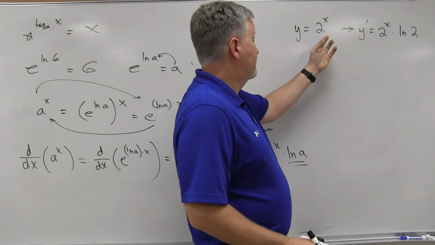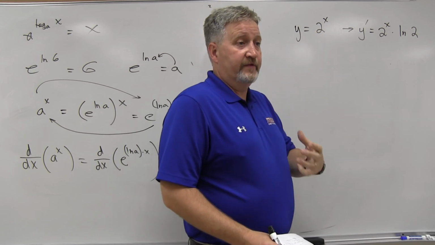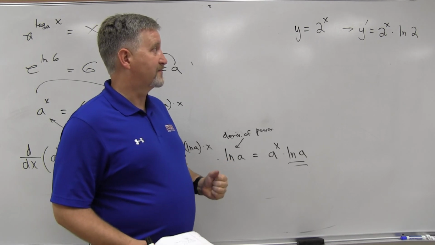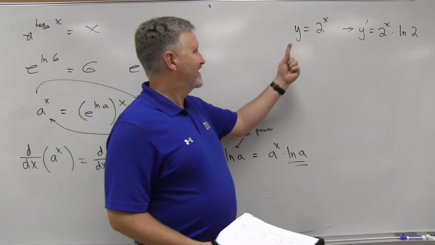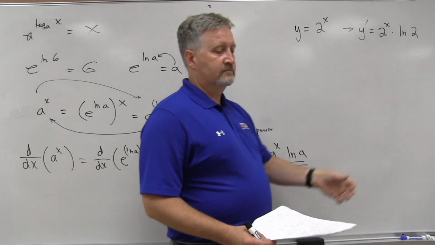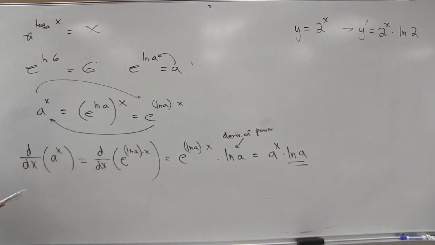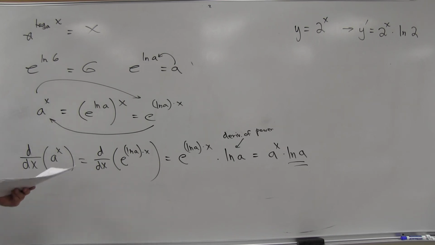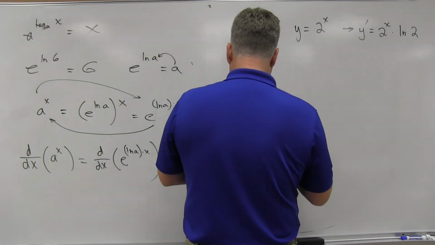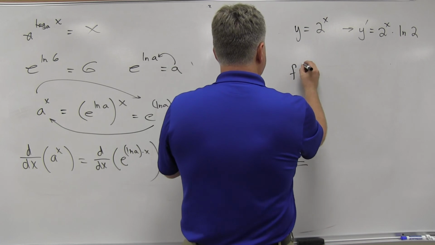So that's not too bad. I mean, it's not as good as e to the x. The derivative of e to the x is e to the x, straight up, but it's about the next best thing, I guess. The derivative of 2 to the x is 2 to the x times the natural log of 2. And of course, 3 to the x would be 3 to the x times ln of 3. What about one more? I'll finish up with this one.